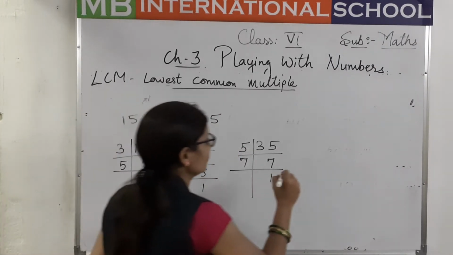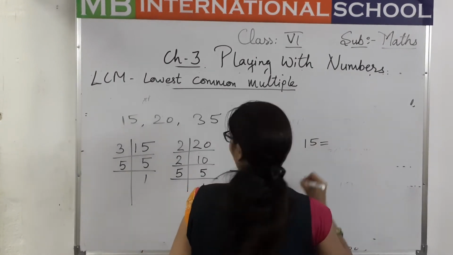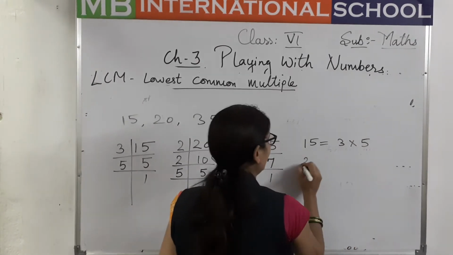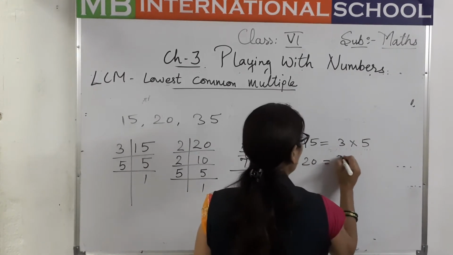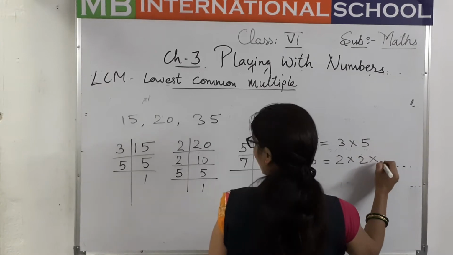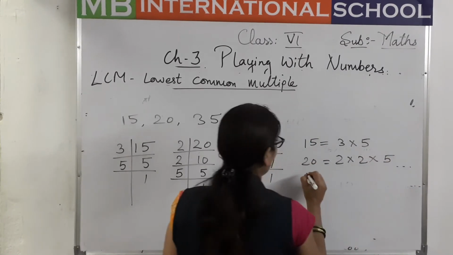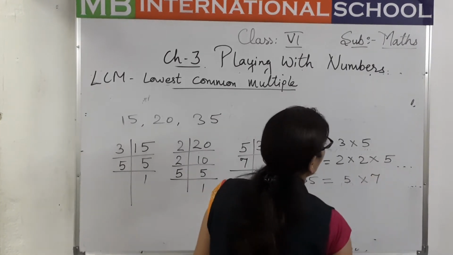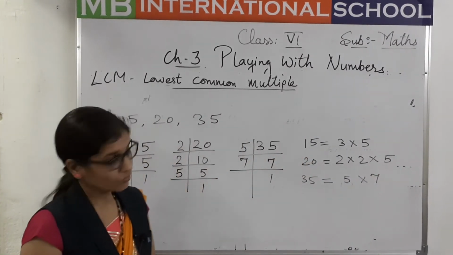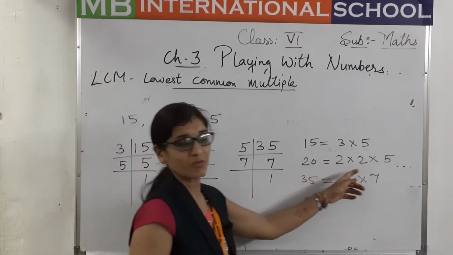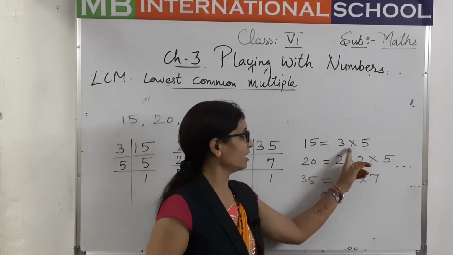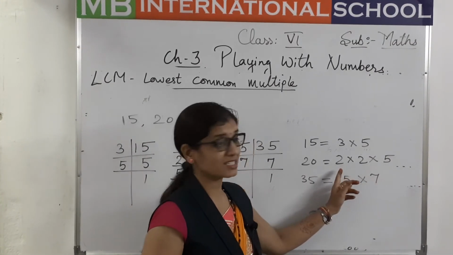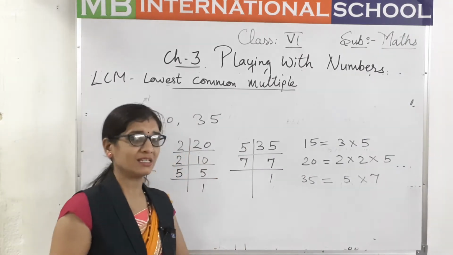Now we are going to write these factors. What are the factors of 15? 3 and 5. 20: 2 multiplied by 2 multiplied by 5. Now 35 has the factors 5 and 7. Now we can see here that 2 is occurring the maximum number of times. You can see 3 and 5, 2, 2 and 5, 5 and 7. So the maximum number of times, 2 is occurring twice.